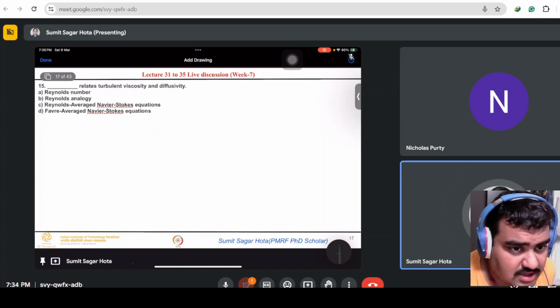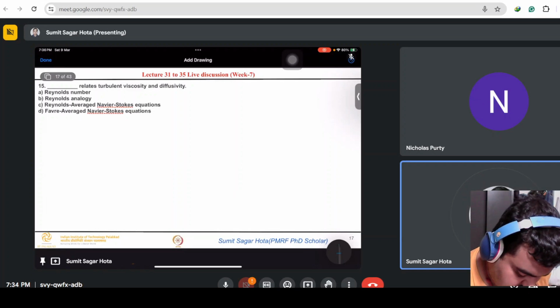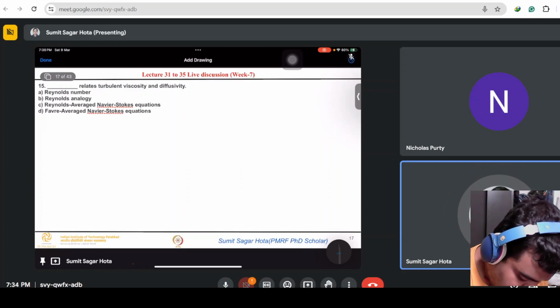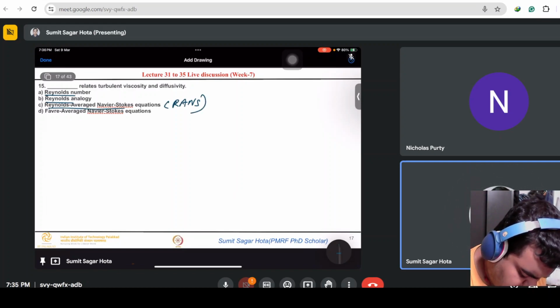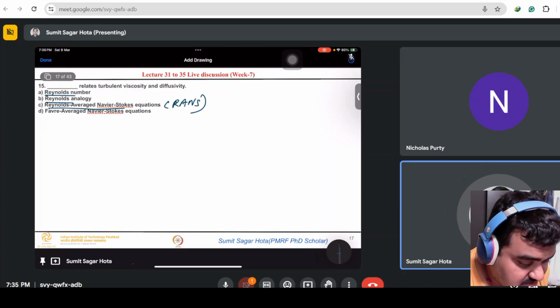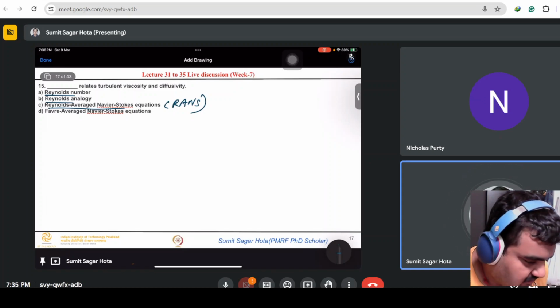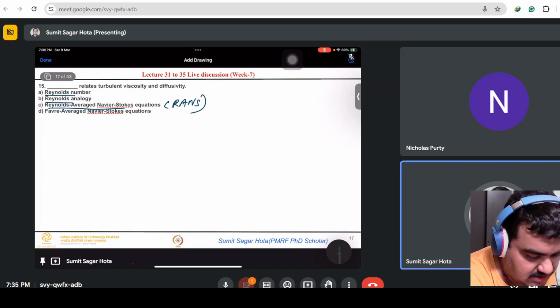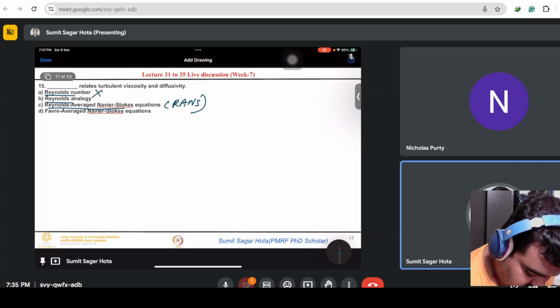Dash relates the turbulent viscosity and the diffusivity. Obviously, this is by Reynolds, but here three options are Reynolds: Reynolds number, Reynolds analogy, Reynolds average, RANS. If you see the viscosity and diffusivity, obviously Reynolds number. What is the Reynolds number? Inertial force to viscous force. But here there is no viscosity and diffusivity, so Reynolds number cannot be the option.